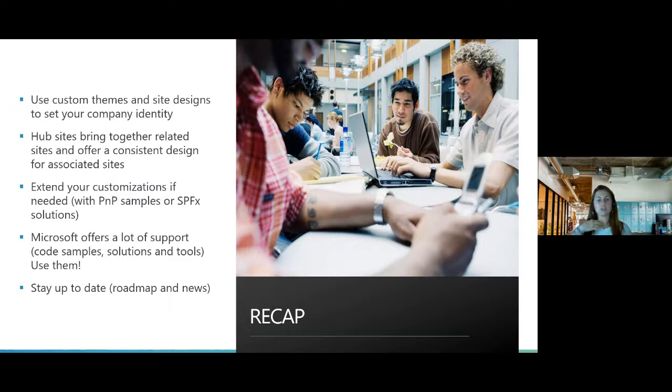Okay, so a short recap. You can use custom themes and site designs to set your company identity, and I'm using company themes a lot for making a fast proof of concept: apply a theme in a test tenant and have a demo site that you can show to someone, especially marketing people who need something visual and something nice. So if you can adjust the site a little bit, add the colors and the icons and the images, the marketing team is happy.